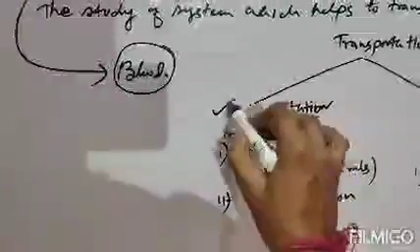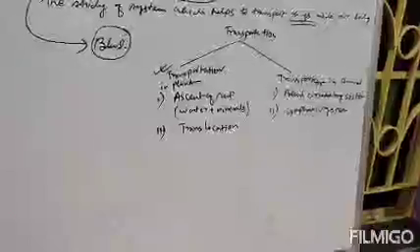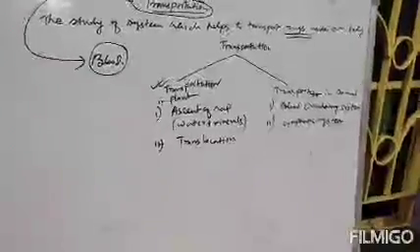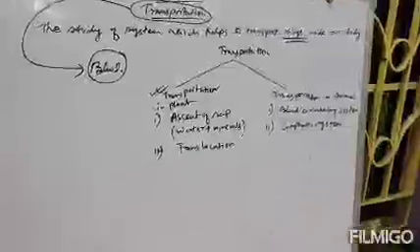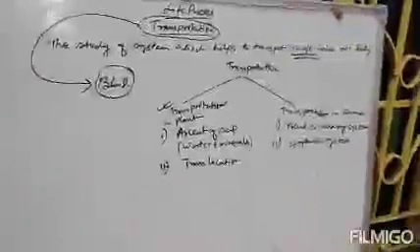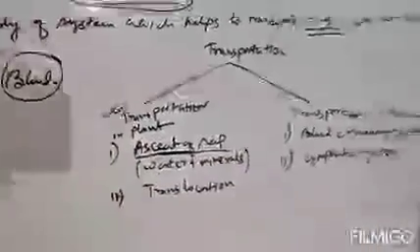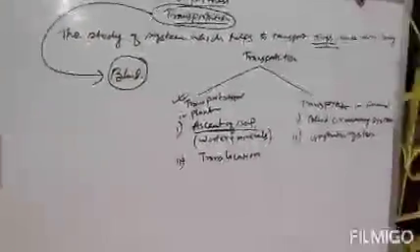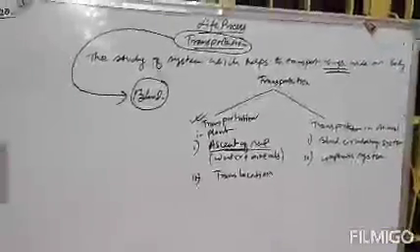Now coming to transportation in plant, the plant requires mainly two things, water and minerals, and they prepare food. Clear? So water and minerals. What is ascent of sap? The ascent of sap is the upward movement of water and minerals. It is the upward movement of water and minerals.